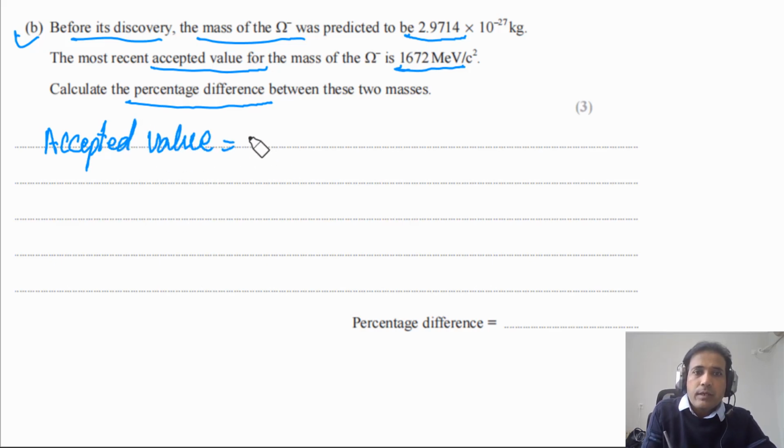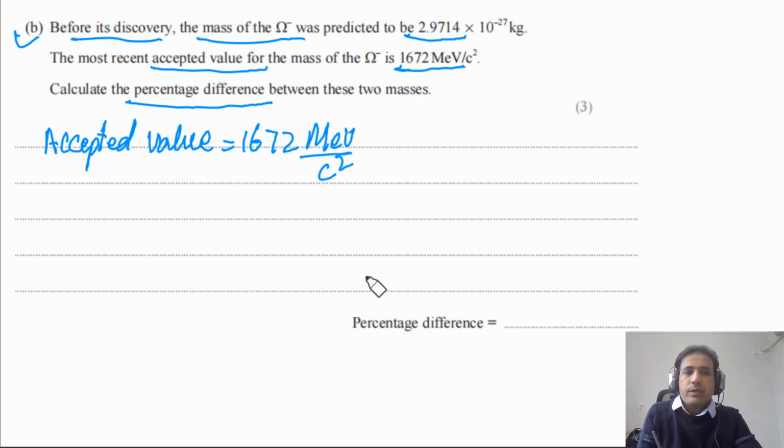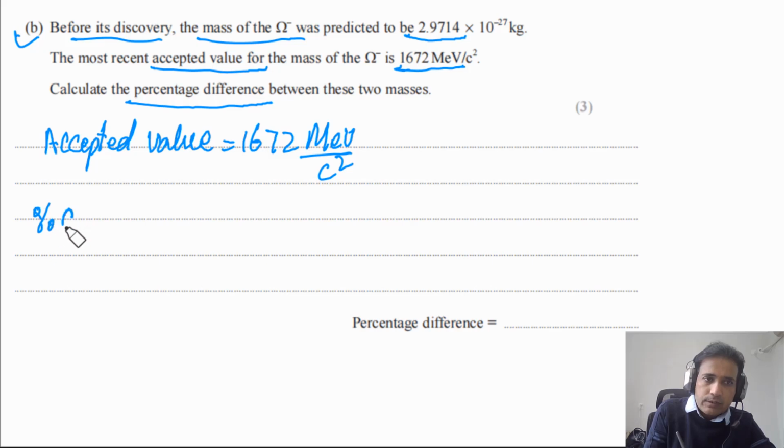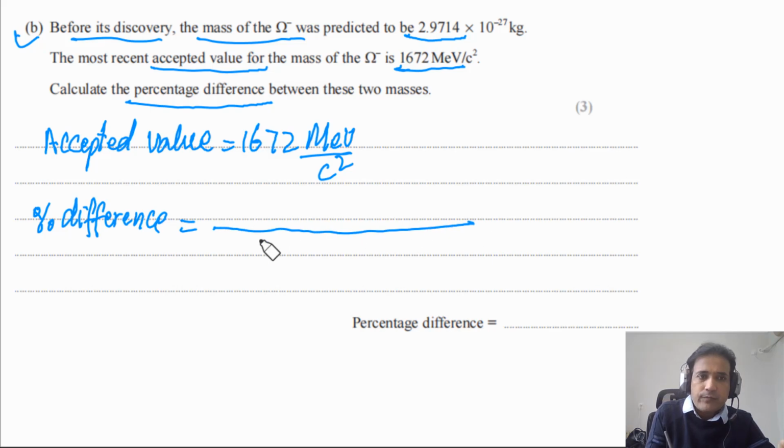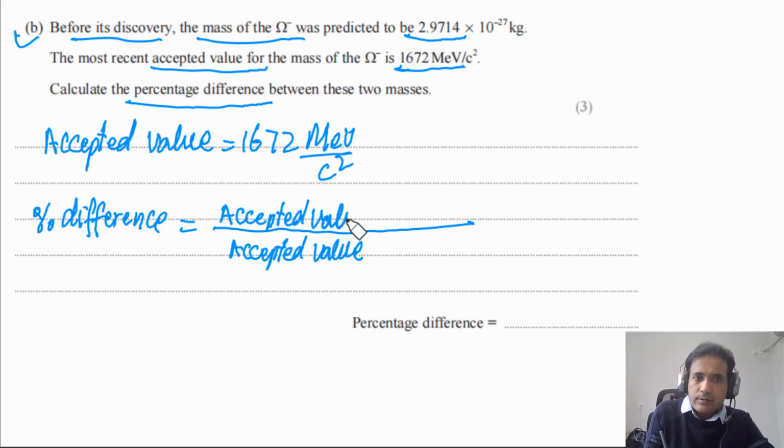This is equal to 1672 mega electron volt per c squared. We need to find the percentage difference. So how can we find percentage difference? To find percentage difference, we have to divide by the accepted value, because we need to find the percentage difference with respect to the accepted value. So here has to be the difference between the accepted value and the estimated value, minus the estimated or predicted value, as the question is saying predicted. So the predicted value, which was based on calculations, multiplied by 100.